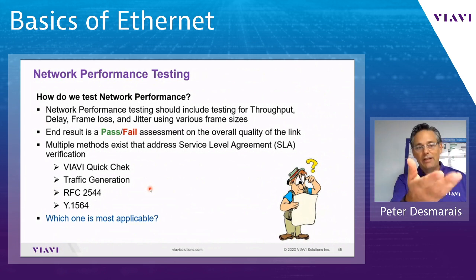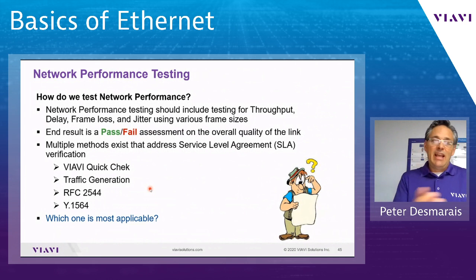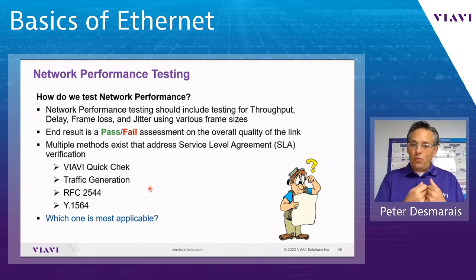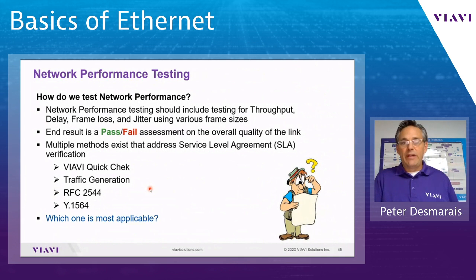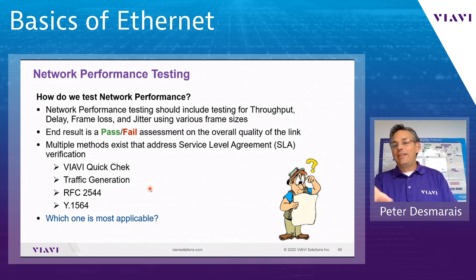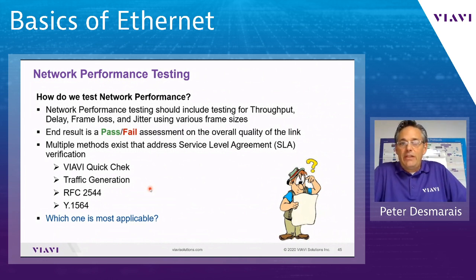It should include throughput, like we said, throughput, delay, frame loss, and jitter using various frame sizes. As I mentioned, you may have a network that works absolutely perfectly on small frame sizes, and other frame sizes just won't get through. So it's key to test it at different frame sizes. I'm going to run in just a minute an RFC 2544 test. You'll see we've got about 10 different frame sizes that you can turn on or turn off. And then if you wanted to customize it, you can put in jumbo frames.